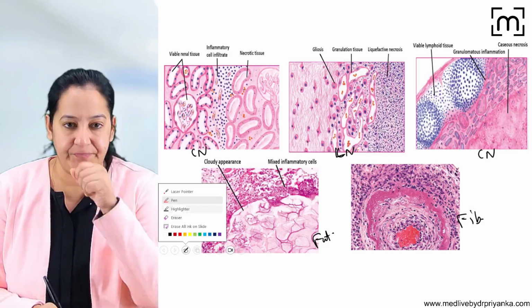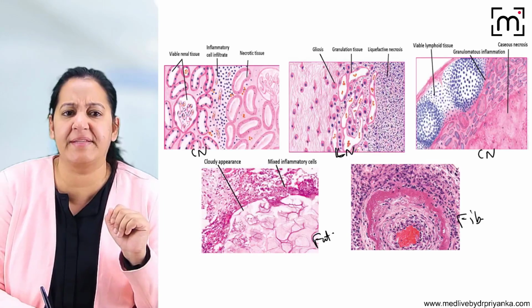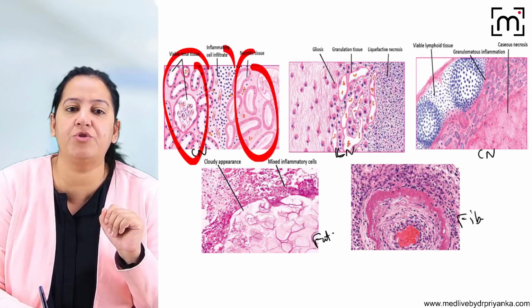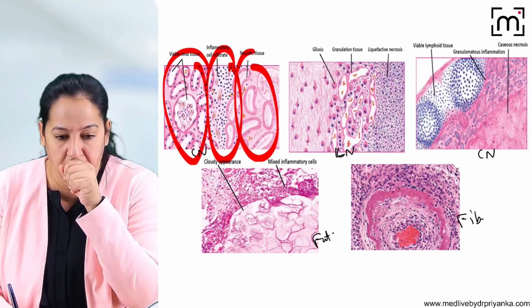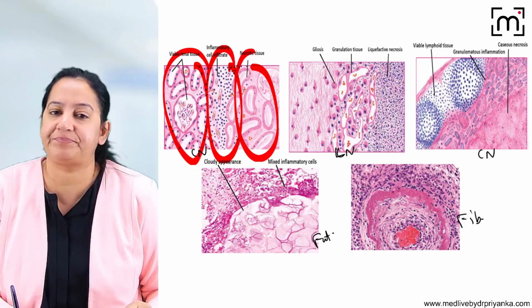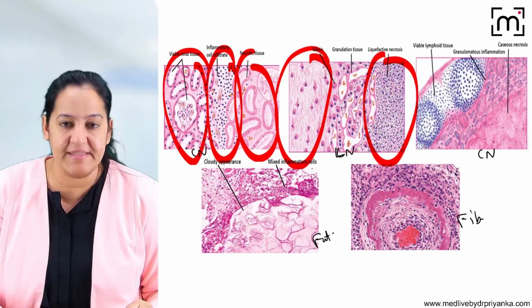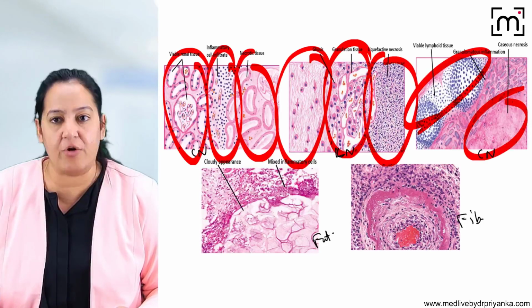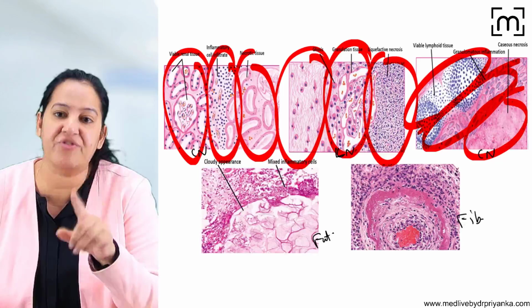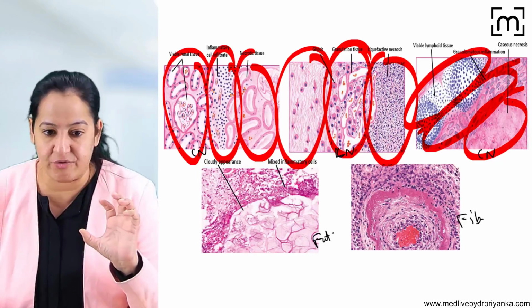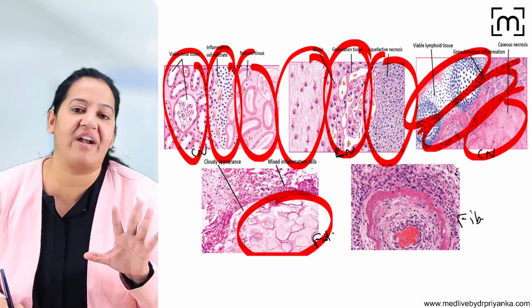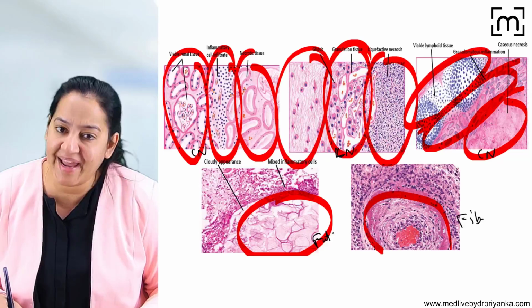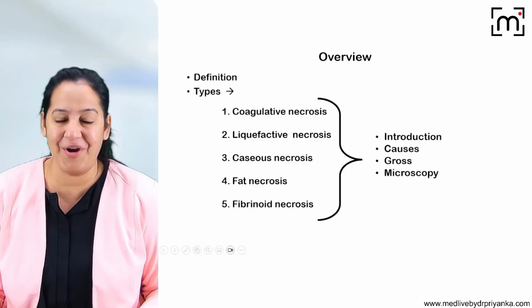In the first three, you can see three areas. This is viable tissue, this is necrotic tissue, and this is inflammation. This diagram is kidney. This is viable, this is necrotic tissue, this is inflammation. This diagram is brain. This is viable, this is necrotic tissue, this is inflammation, a special inflammation, granulomatous inflammation. This diagram is lymph node. You can see the cloudy appearance as fat necrosis. Ribbon-like material in the wall of the blood vessel is fibrinoid necrosis. That's all about it.